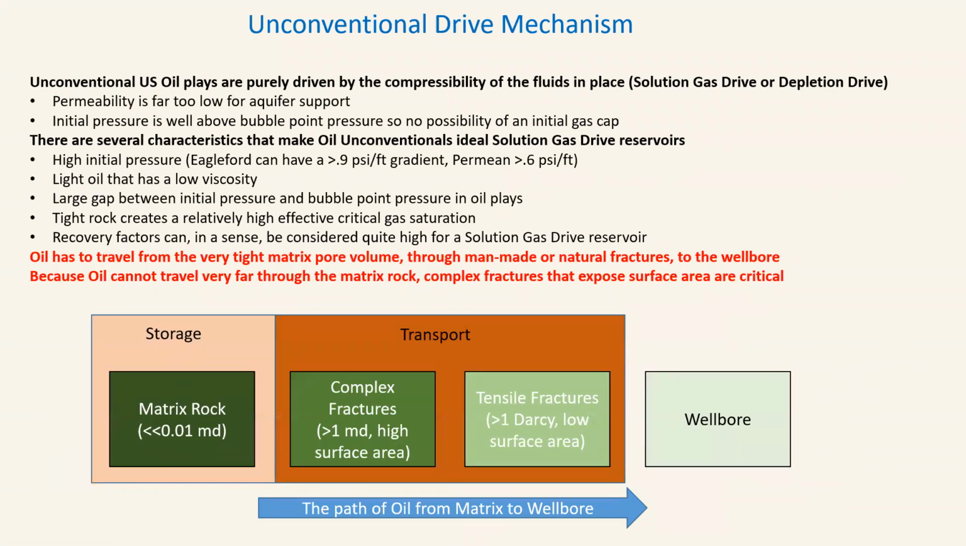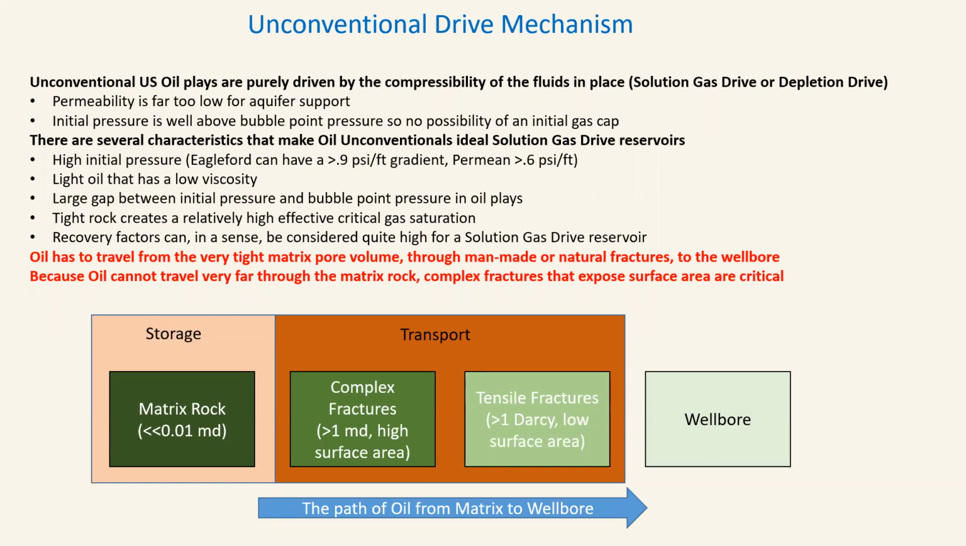So when we talk about what is the driving mechanism, what is the drive force of unconventional reservoirs, it is just solution gas drive or depletion drive. The compressibility of the oil and the gas and the rock is all there is to produce the oil out of the ground. There can't be any aquifer support because the permeability is way too low for that. Their initial pressures are far above bubble point, and there's really not enough permeability to segregate the fluids, even if that wasn't true. So there's no possibility of a gas cap. So all you have is depletion drive.